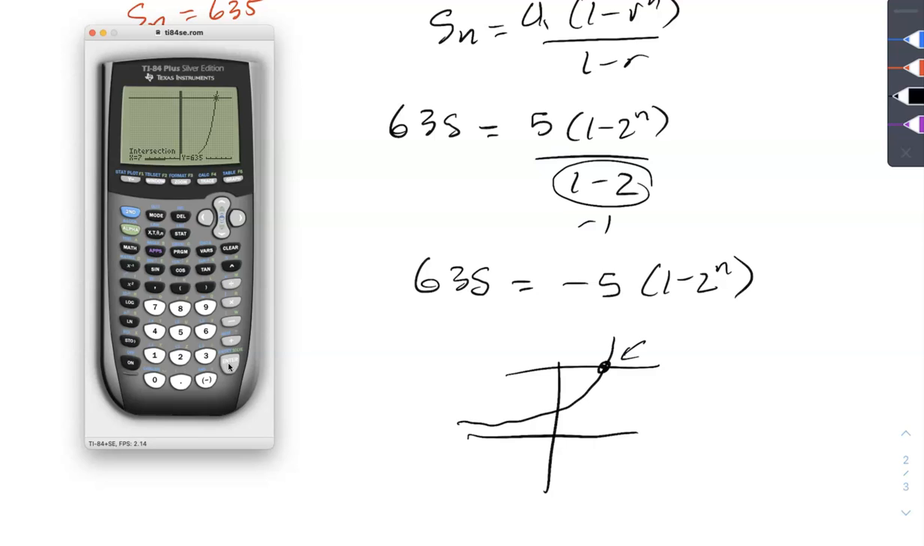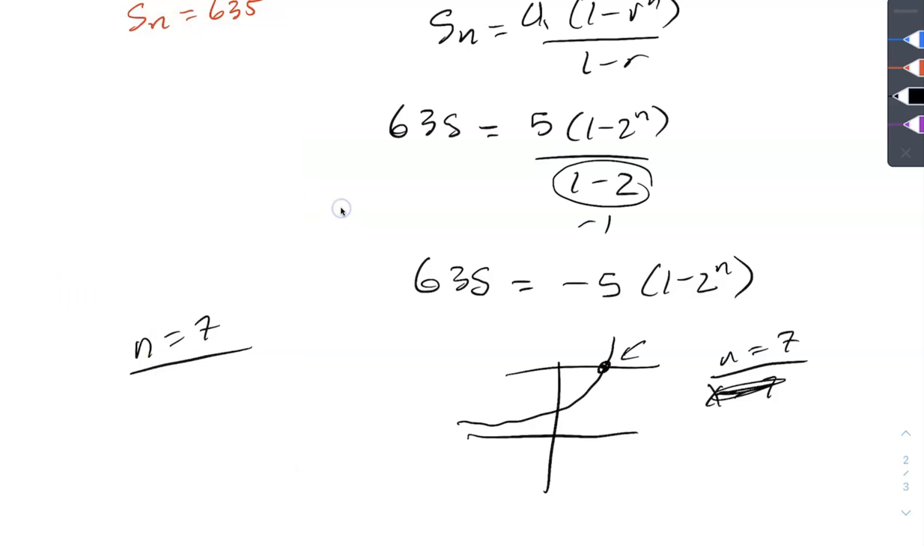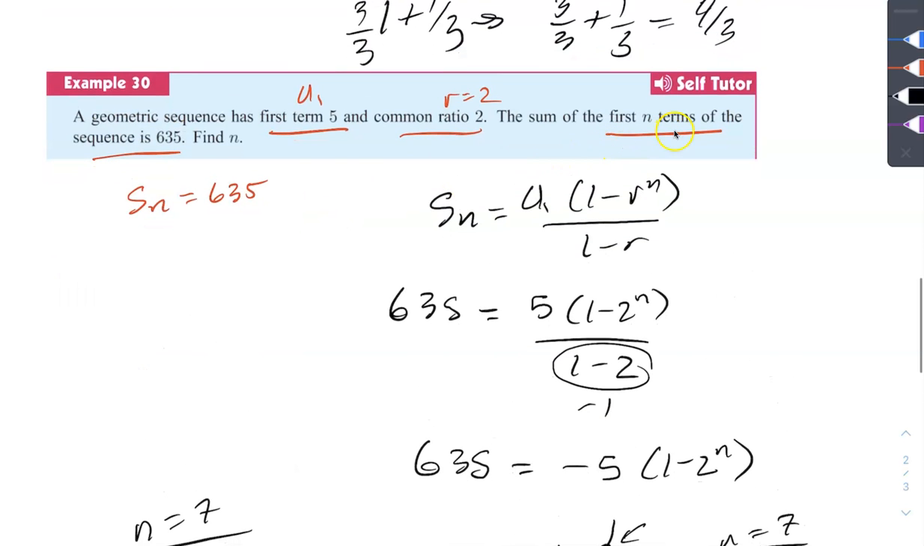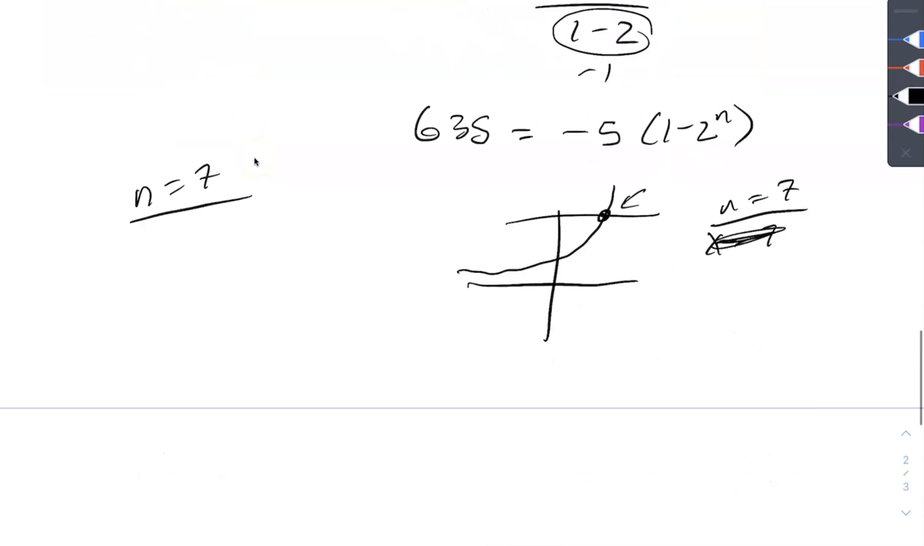And we get x equals 7. I guess in our case, n equals 7. So there we go. N equals 7. That was the question, right? Find the sum of the first n terms. Find n. So n equals 7. There we go. That is it.